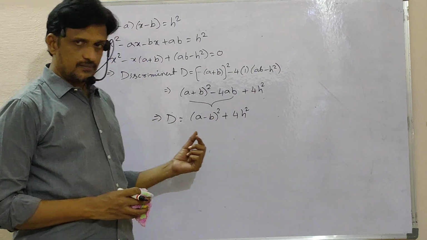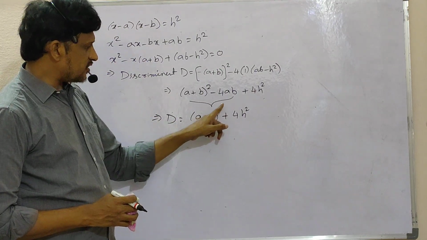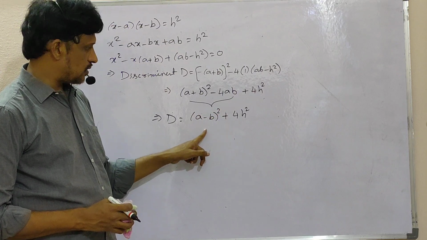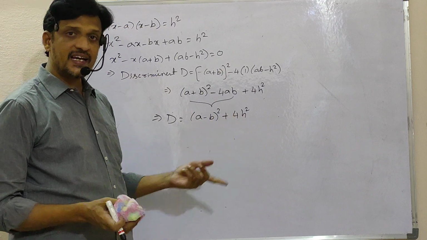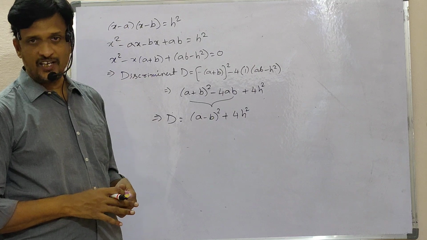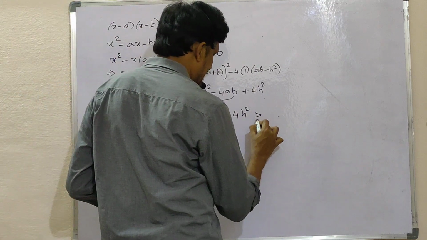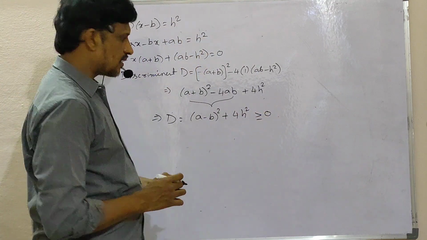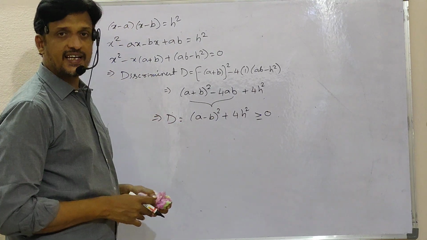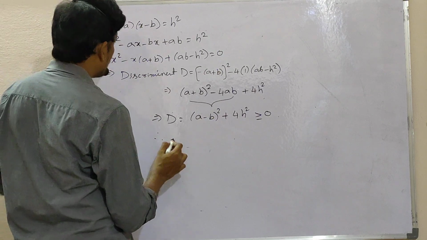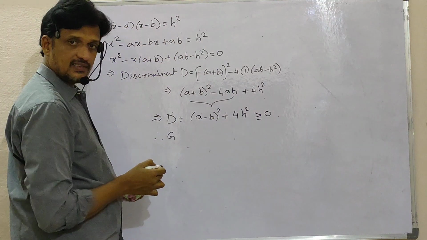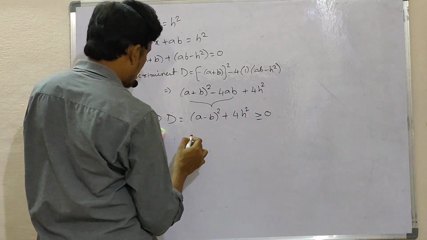So you can say one thing. A minus b whole square is non-negative, means it is either 0 or positive, plus 4 into h square is also non-negative. So there is no chance of getting any negative value. So this is always either greater than or equal to 0. So the result is either 0 or positive. Therefore, the given quadratic equation always has real roots, means roots are always real.